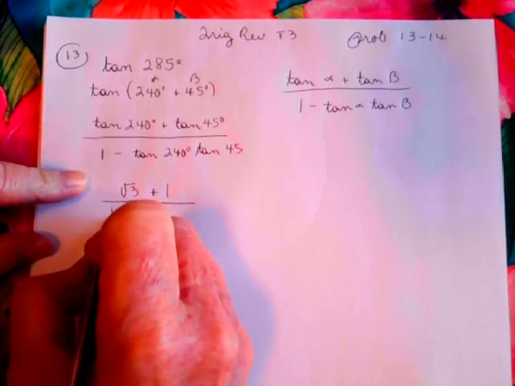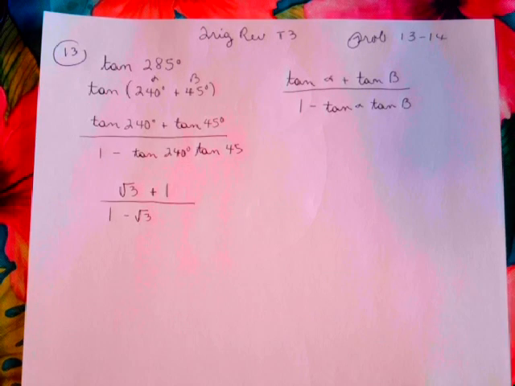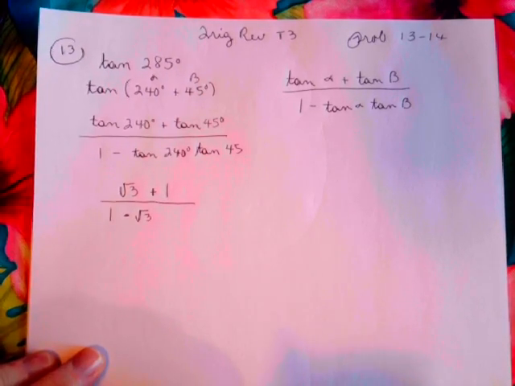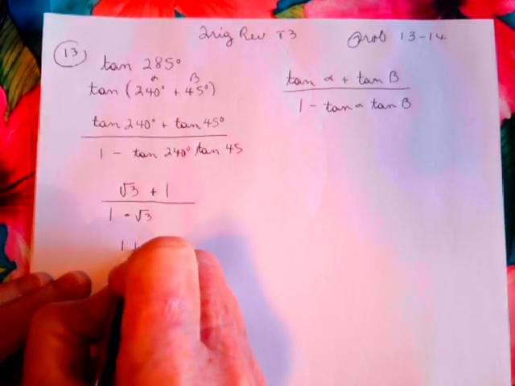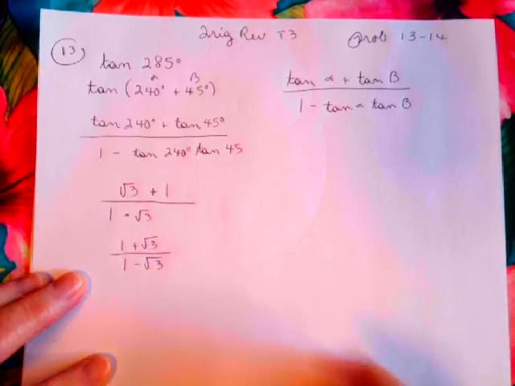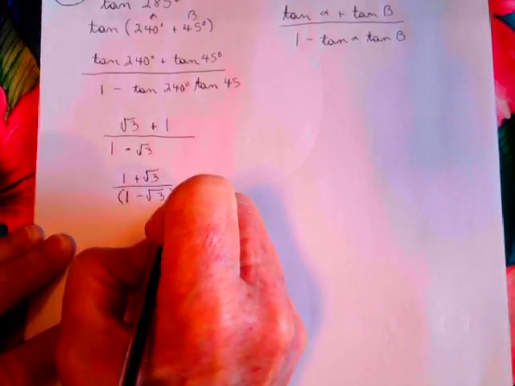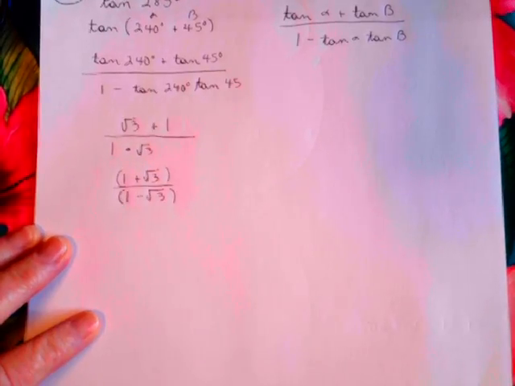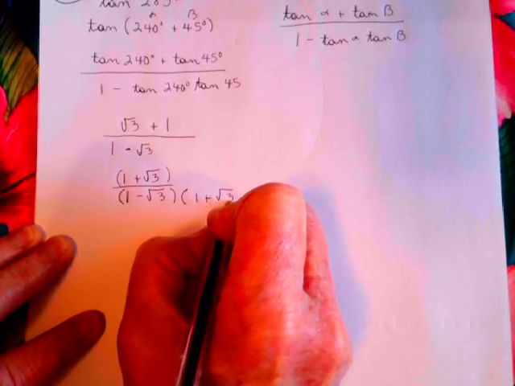In the denominator, I have 1 minus the square root of 3 times 1. So I have the square root of 3 plus 1 and 1 minus the square root of 3. I'm going to rewrite that numerator as 1 plus the square root of 3. So I got 1 plus the square root of 3 over 1 minus the square root of 3. All is good, except you know you cannot leave the square root symbol in the denominator. Multiply by the conjugate. That means I have to multiply the denominator by 1 plus the square root of 3.